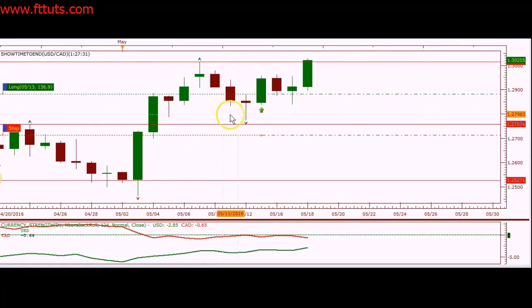Now, with support and resistance, the market sometimes doesn't come exactly to the point. It's a little off the base, because support and resistance is not a line. It's an area. So that area can be between 10, 20, 30 pips, or even more.